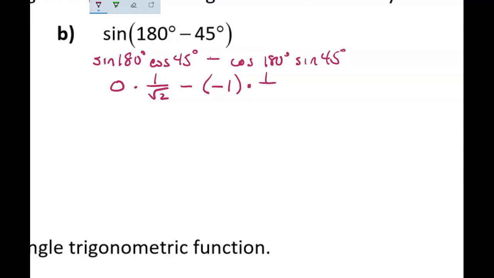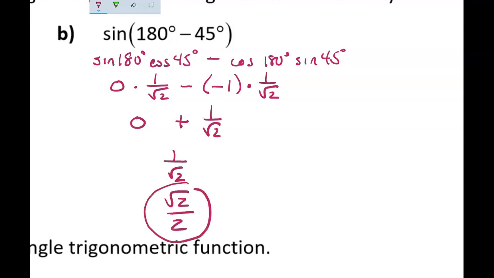Finally, sine of 45 degrees is 1 over root 2. And now let's evaluate: 0 times 1 over root 2 is 0. Now we have minus a negative, so plus 1 over root 2 is 1 over root 2, or if you prefer the rationalized form of that, square root of 2 over 2. Using order of operations, the other way we can evaluate this is do the subtraction first. We get sine of 135, and that's also 1 over root 2 or square root of 2 over 2, since sine is positive in the second quadrant.